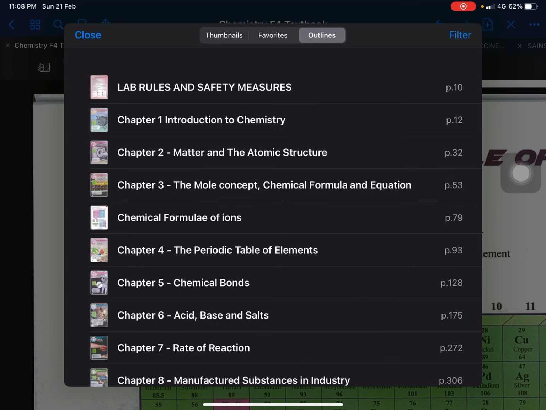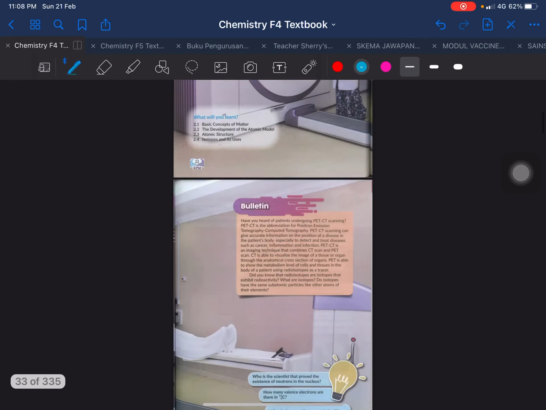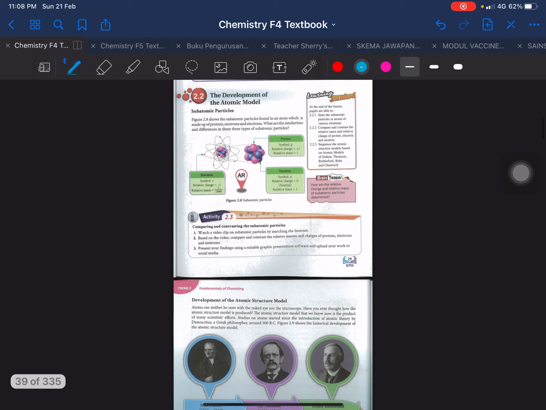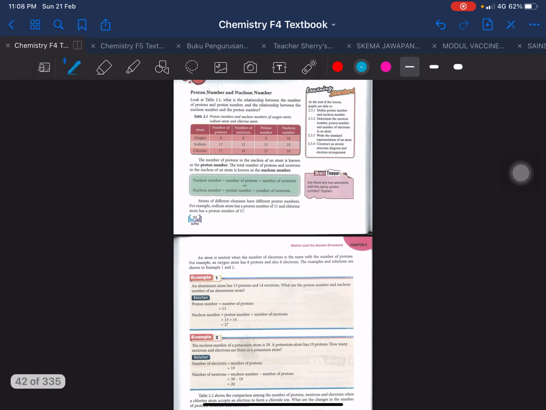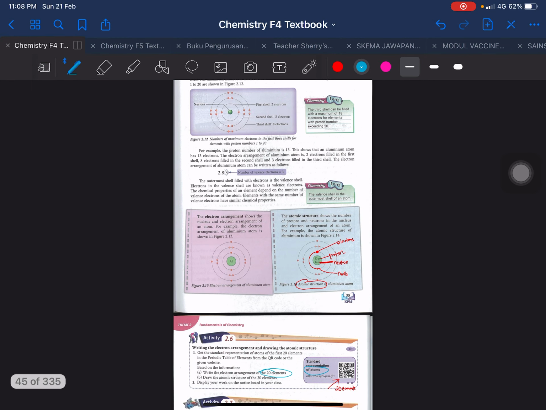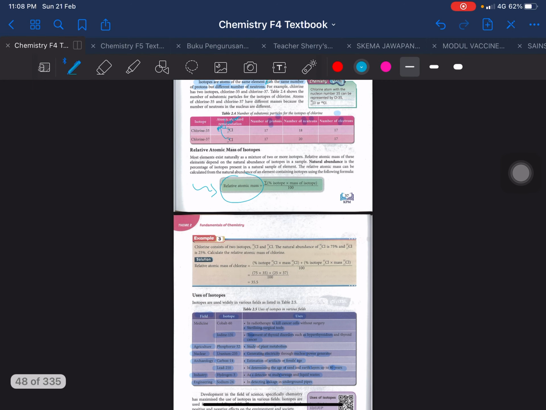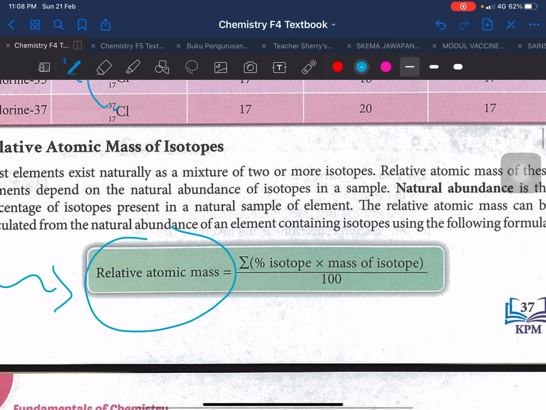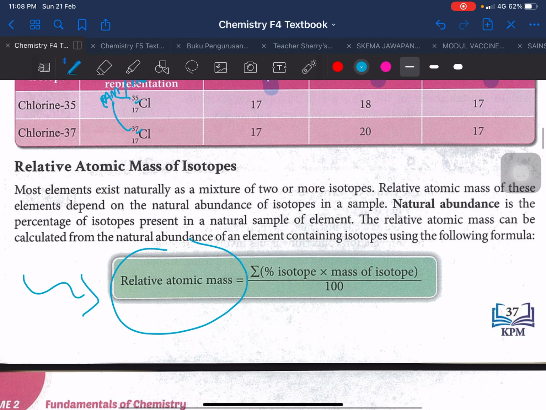So how do we count that? Let us learn how to count the relative atomic mass today. Okay, so let us look at the calculation over here. The formula for relative atomic mass is this one. The big sigma means total, the sum. Total of the percentage of isotope times the mass of isotope, divided by 100.